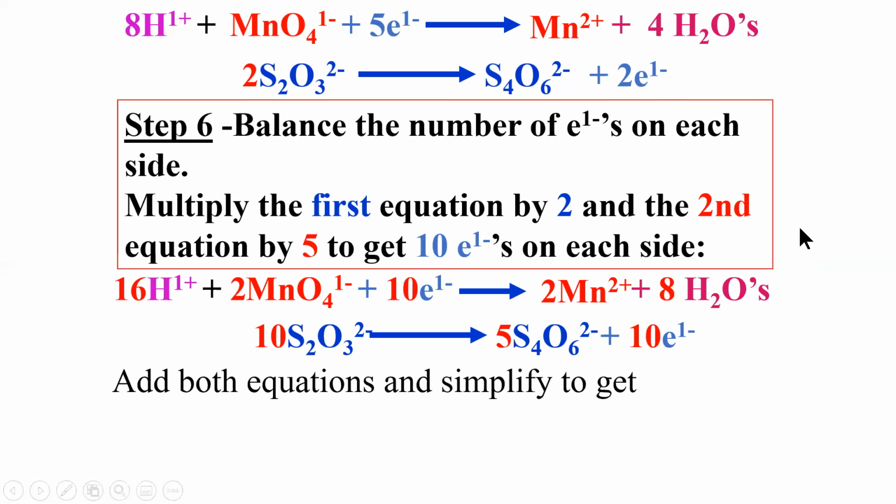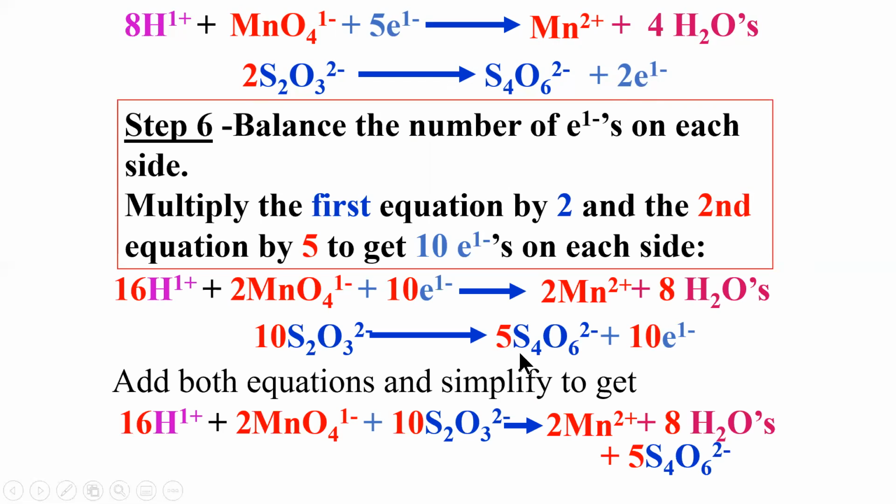So when we add both equations and simplify, what can be canceled here? Well, the 10 electrons are gone. So we have 16 hydrogens, 2 permanganates, 10 S2O3 2 minuses, 2 manganese 2 plus ions, 8 waters, and 5 S4O6 2 minus. Now we could check to make sure this is balanced.